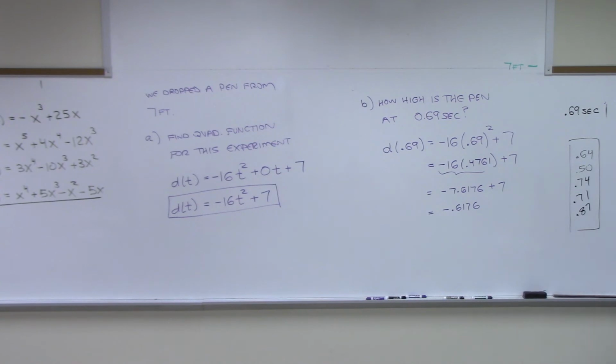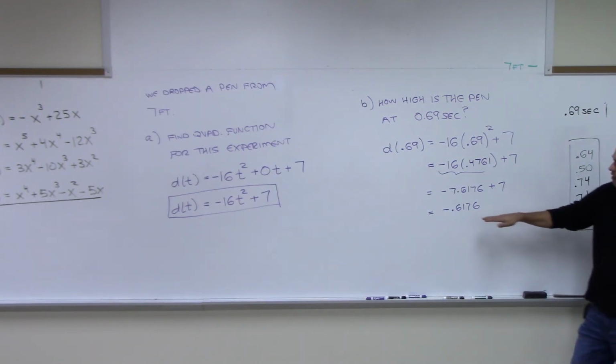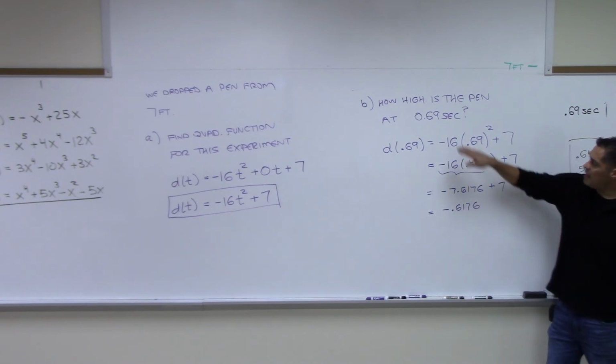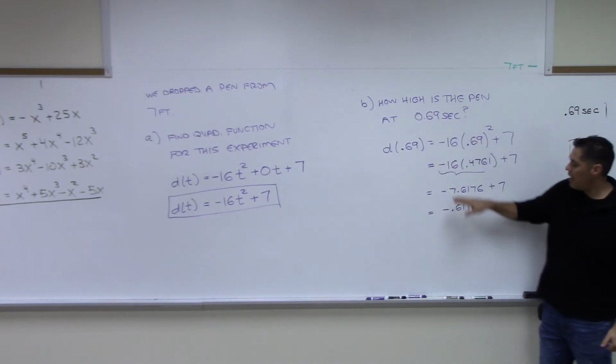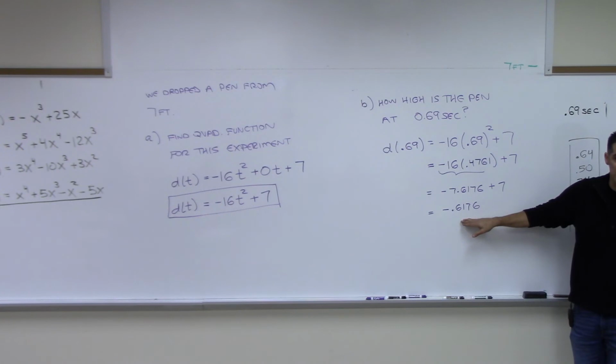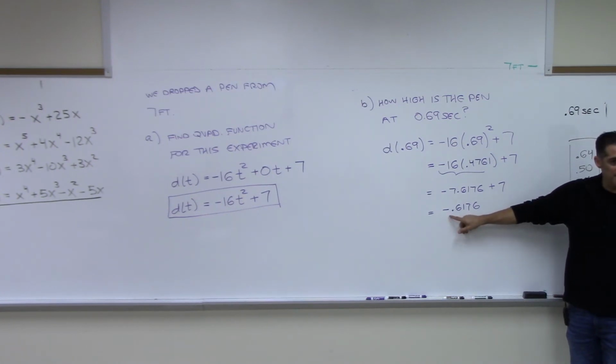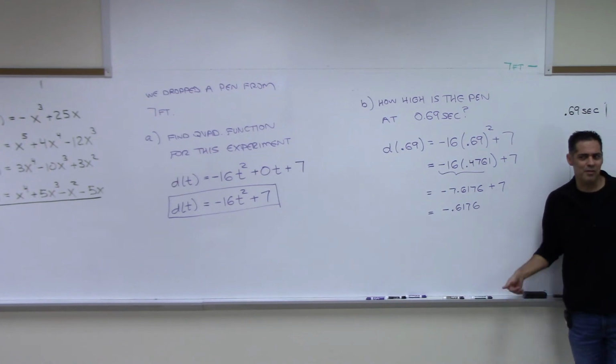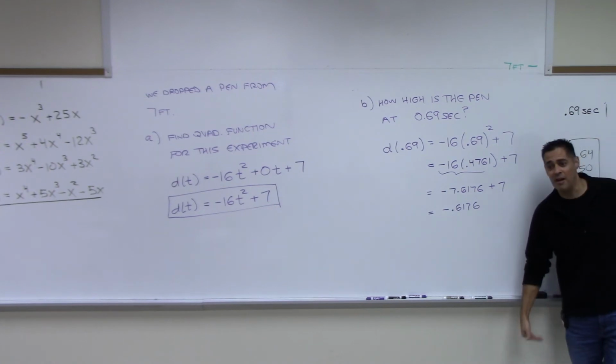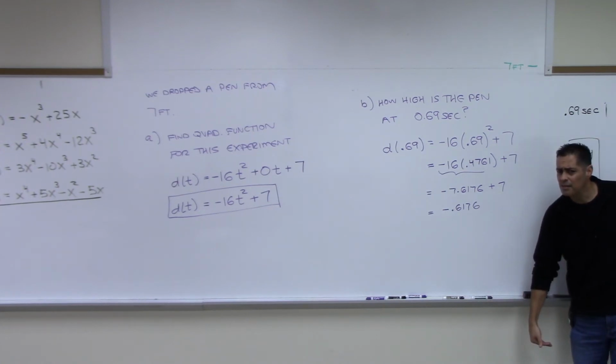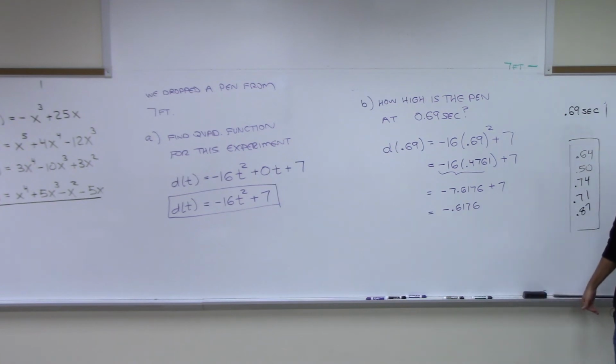So what do you think about our measurements? What is this telling us? This tells us that after 0.69 seconds, this is how high this pin should have been off the ground, right? Do y'all see it's a negative number? That means that it actually should have already gone past the ground and down. Does that make sense?